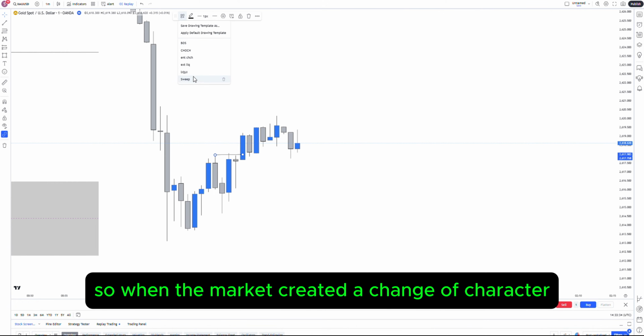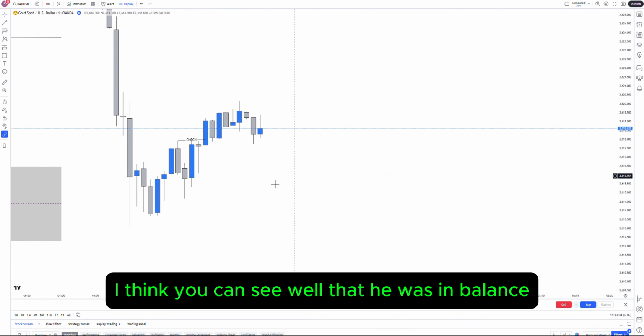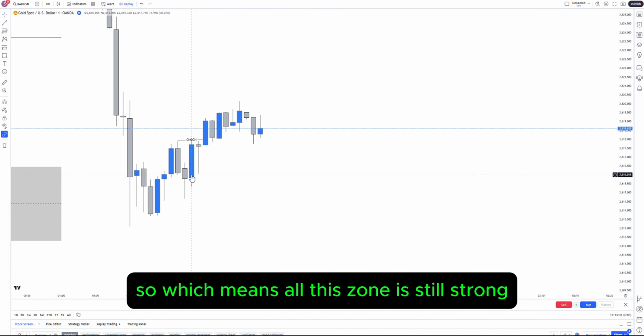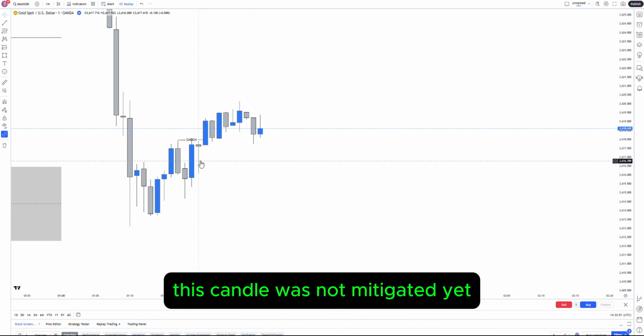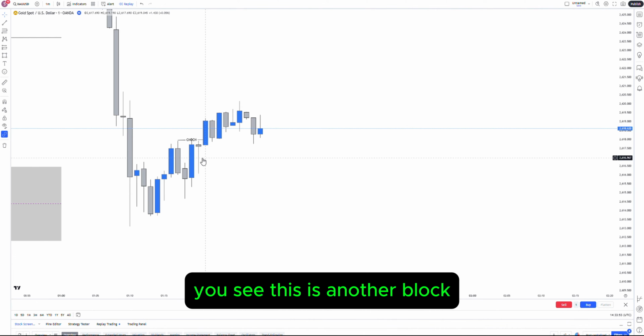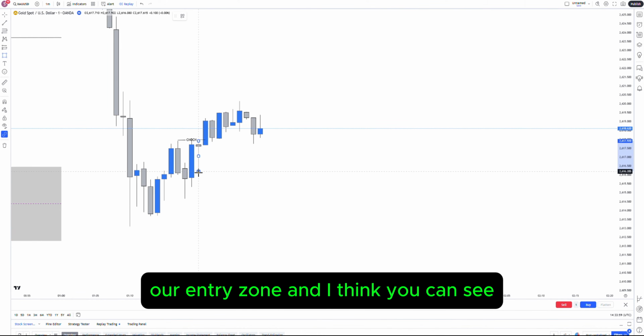When the market created a change of character, I think you can see well that here was an imbalance but it was filled with this wick. Which means all this zone is still strong. This zone was still strong because of what? This candle was not mitigated yet. You see, this is another block. So this should be our what? Our entry zone.